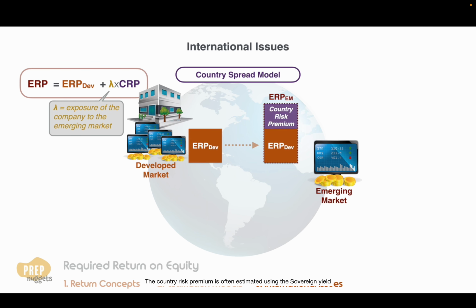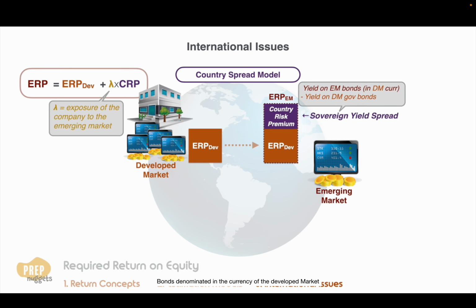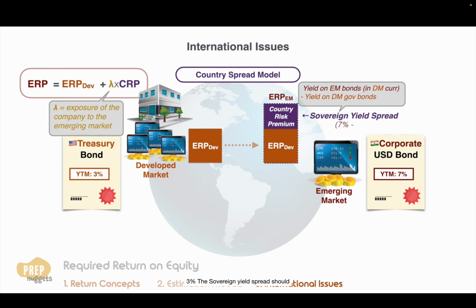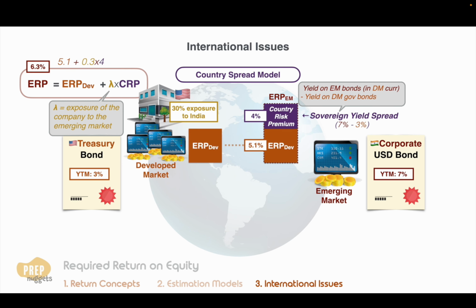The country risk premium is often estimated using the sovereign yield spread. That is the yield on emerging market bonds denominated in the currency of the developed market minus the yield on developed market government bonds. For example, if Indian corporate dollar bonds have a yield of 7% and US Treasuries is 3%, the sovereign yield spread should be 4%, so we take that as the country risk premium. Let's say a particular US-based company has 30% exposure to the Indian market and the US market has an equity risk premium of 5.1%. The equity risk premium applicable to the company is 6.3%.